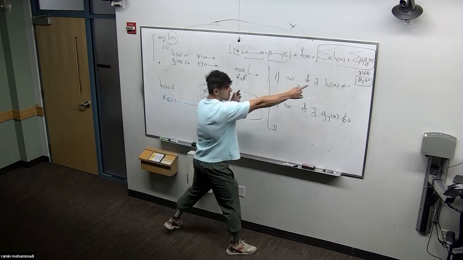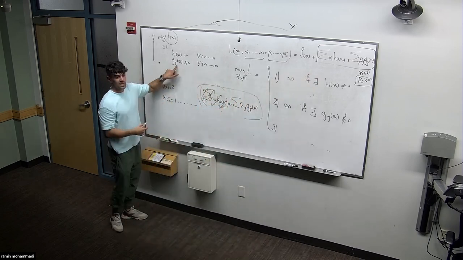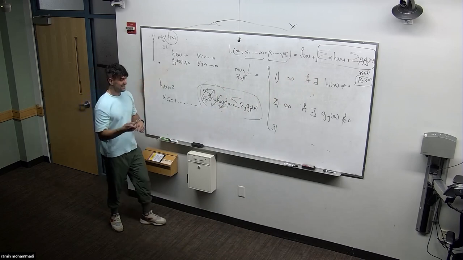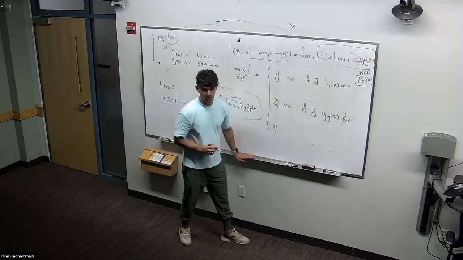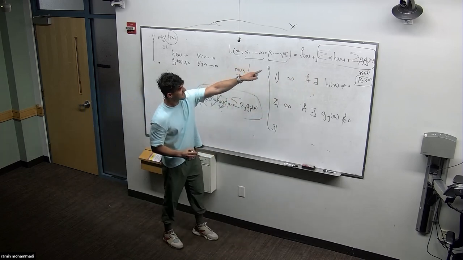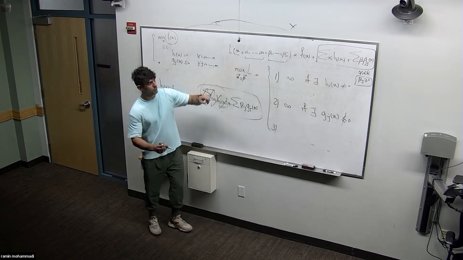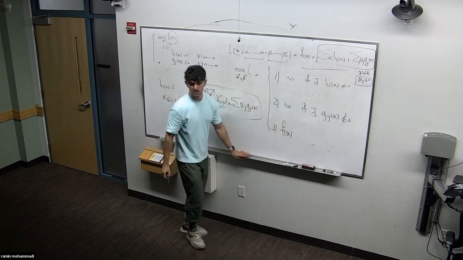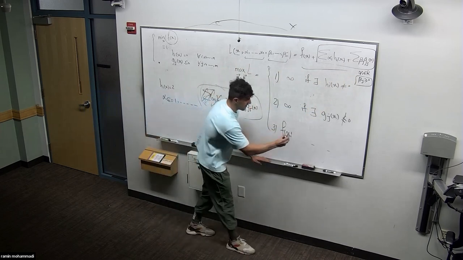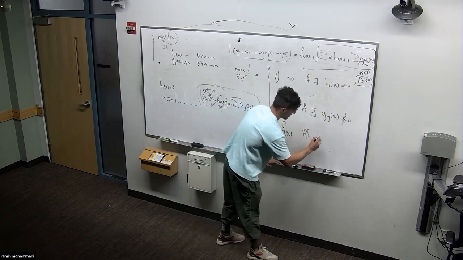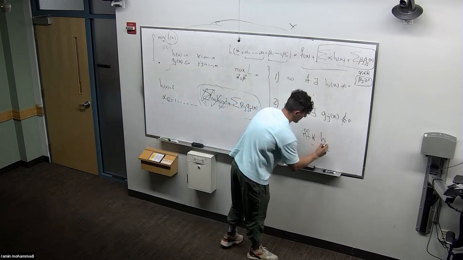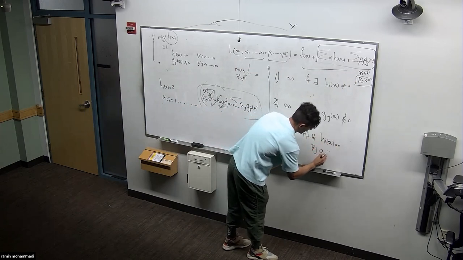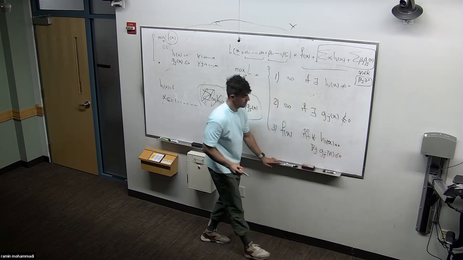Beta j times g_j(x) is negative. Yes, times another negative becomes positive, right? Now, the third scenario: it tells you the Lagrangian equals f of x, exactly, if and only if for all i, h_i(x) is zero, and for all j, g_j(x) is less than or equal to zero.